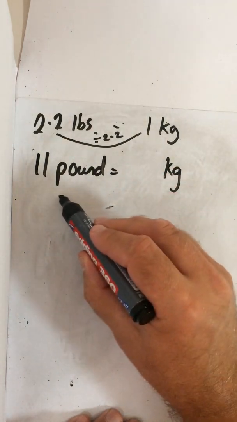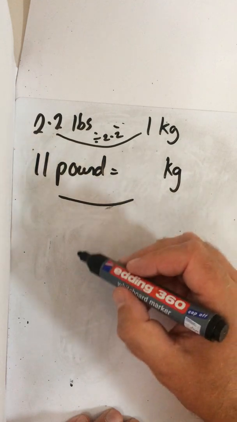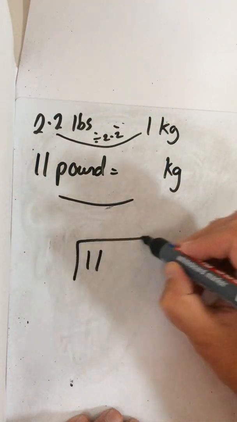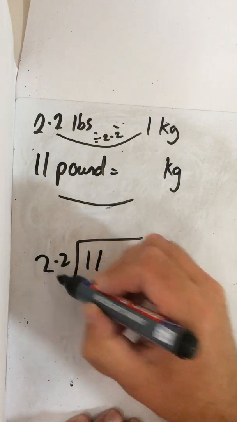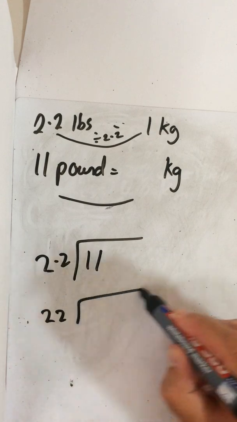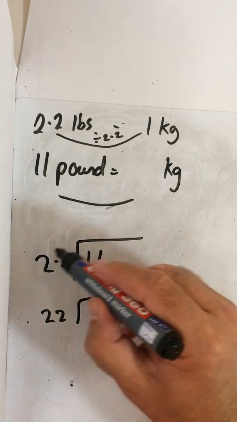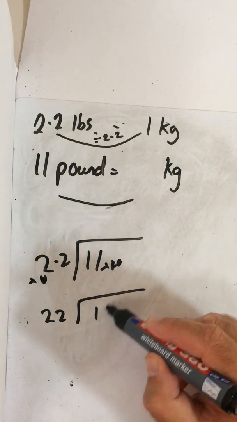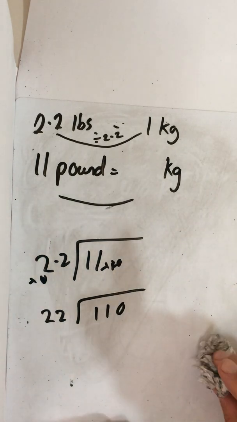So 11 to get to there, it's 11 divided by 2.2. Now what I want to do is multiply this by 10 to make it 22, don't I? And then therefore I have to multiply this by 10 to make it 110. So it gets a little bit tricky that way.